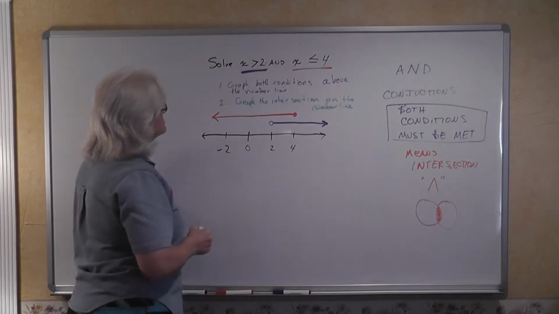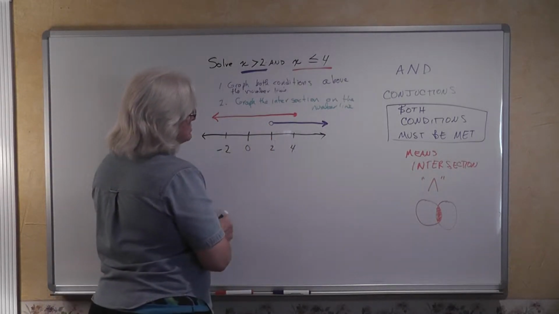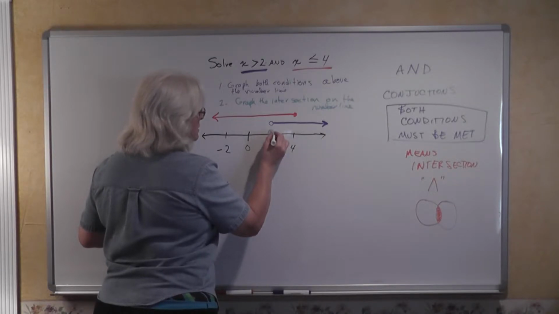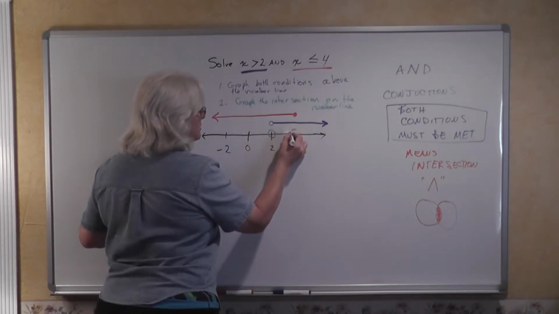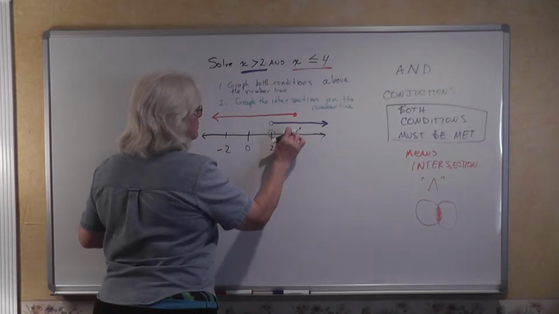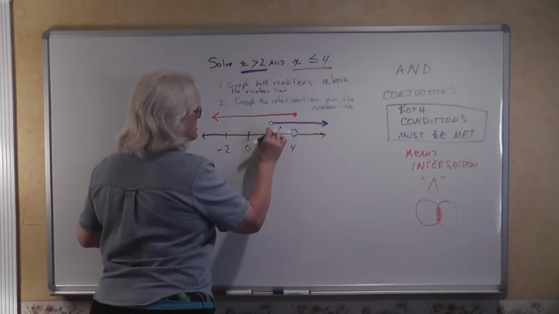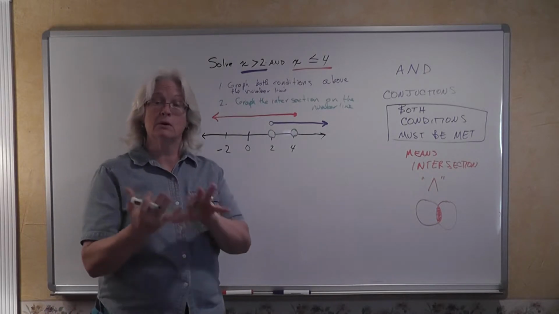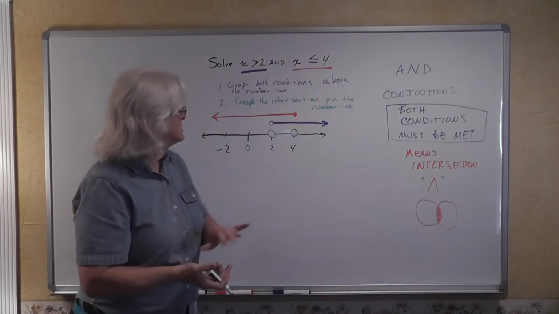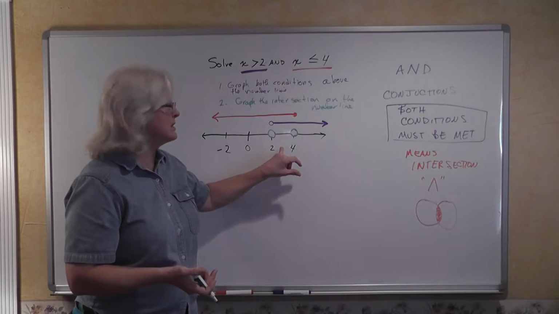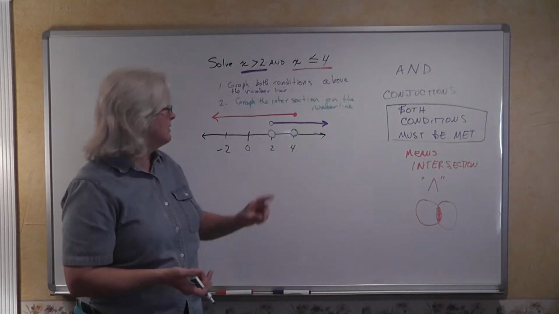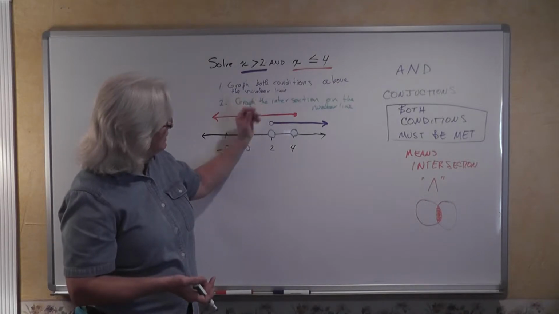So our solution is going to begin at 2, and it's going to end at 4. And the question now becomes, do we use solid circles or open circles? Is 2 a part of our intersection? Is 4 a part of our intersection? The way you tell that is you look at the area of overlap.